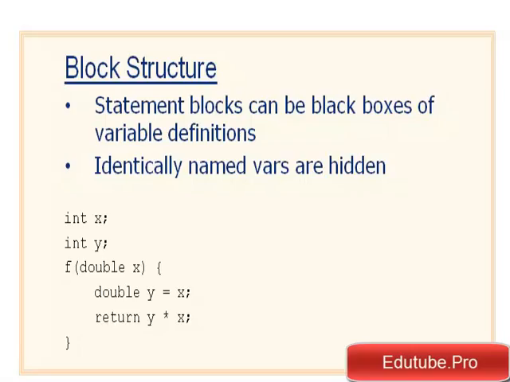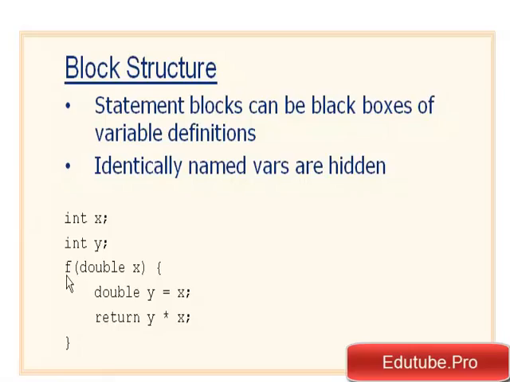Now let's take a look at this little piece of code here. Here we have an integer x and an integer y. We know that those are externs because they're declared outside of our function f, or they're externals. If we needed to declare them someplace else, we would of course use the extern keyword. But here we're defining them as integers x and y, so we don't use the keyword.